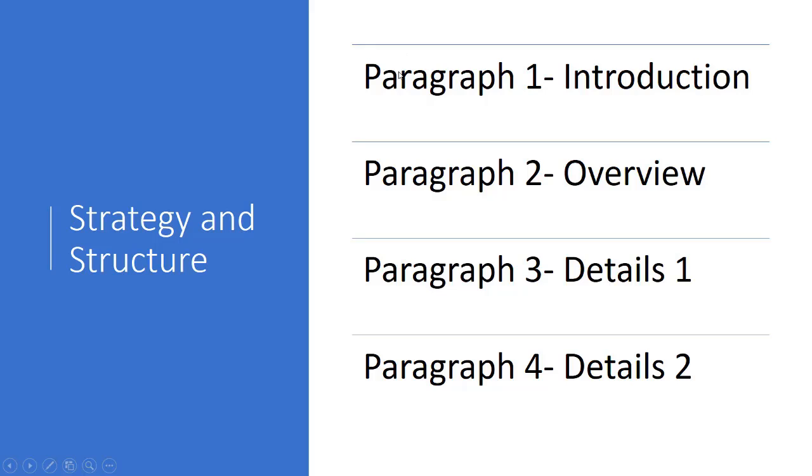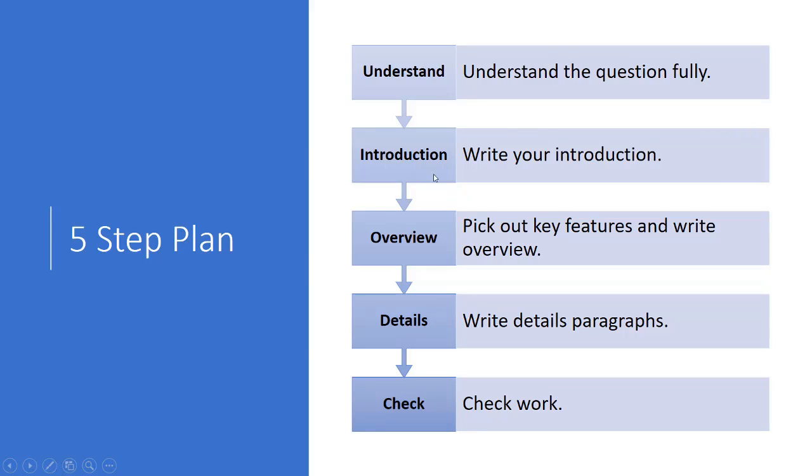Paragraph 1, write the introduction. Paragraph 2, write your overview, and then write your two details paragraphs. And the five-step plan: understand, introduction, overview, details, and then check your work. Proofreading, and also checking the data, checking your key features, and checking all of these different things.